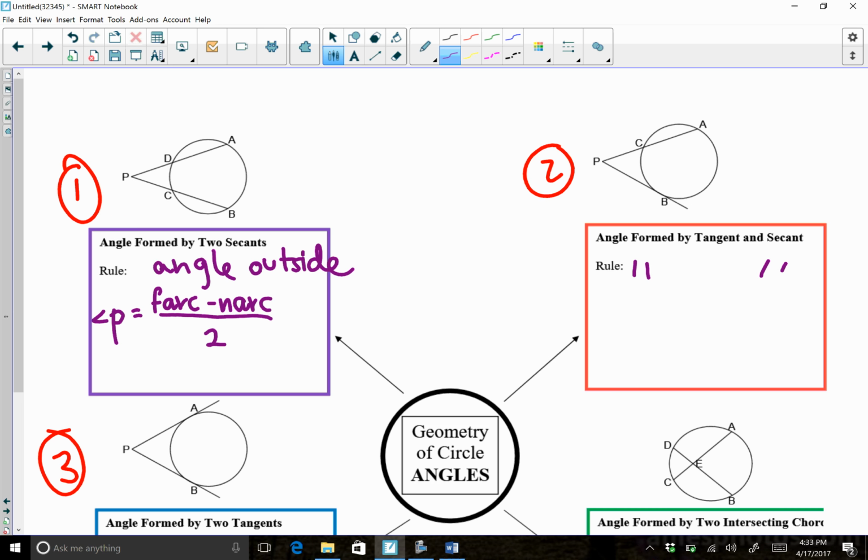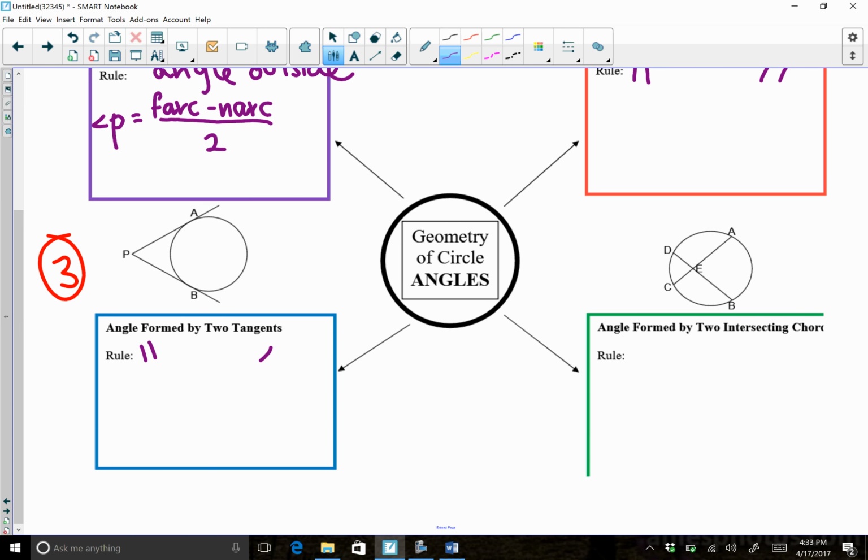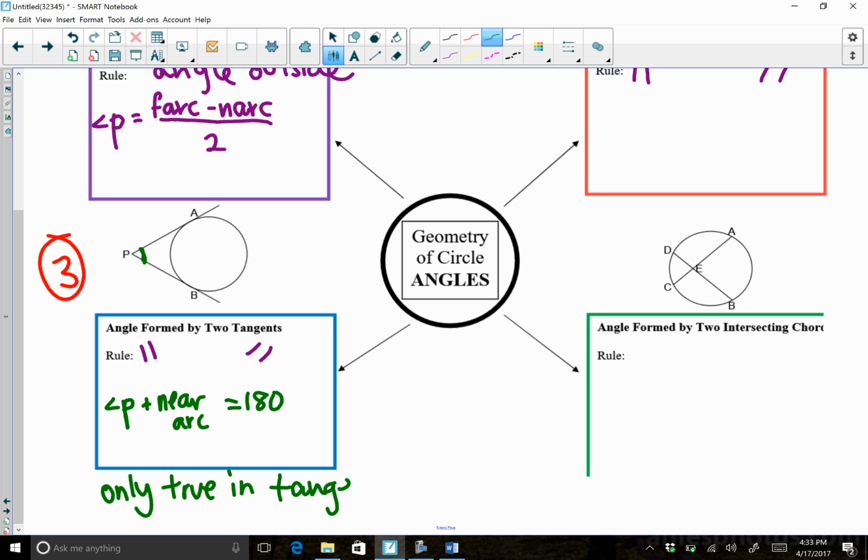So the same rule applies here for a tangent and a secant, and the same rule will apply when I have 2 tangents forming an angle outside of a circle. Although we did talk in class today about a special case where this angle P plus the near arc add to 180. So that's a 180 relationship, and it's only true in tangent-tangent situations. So if 2 tangents aren't forming an angle outside, this rule won't apply.